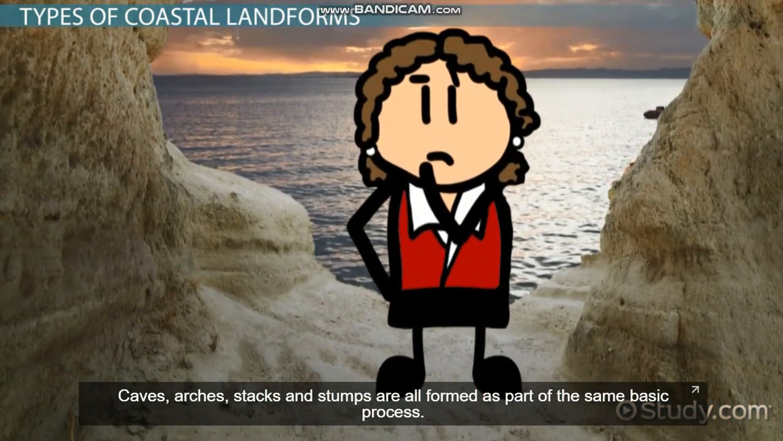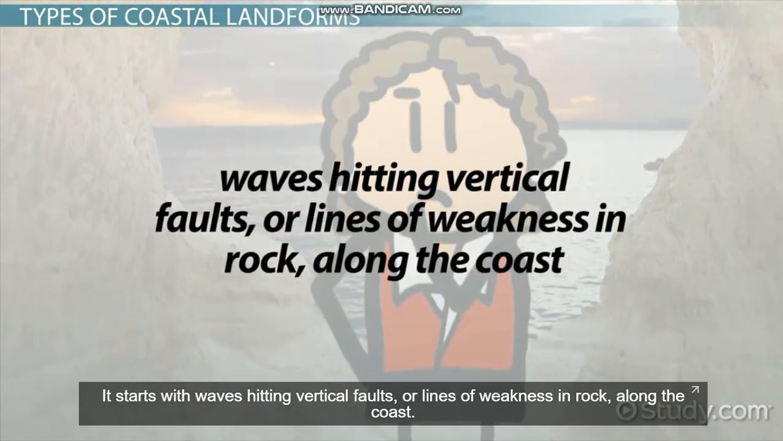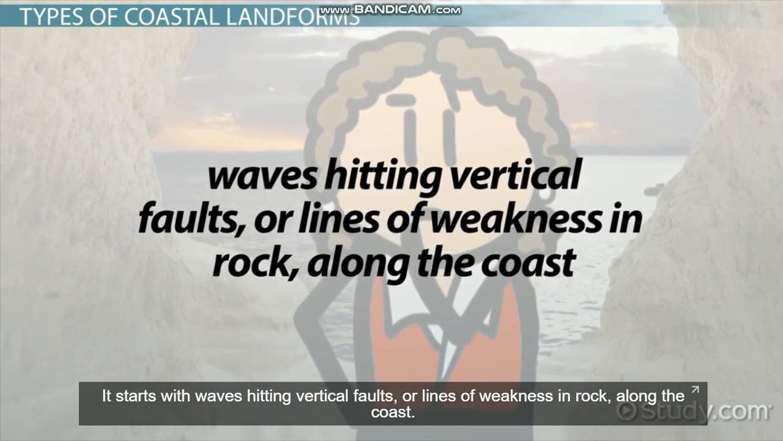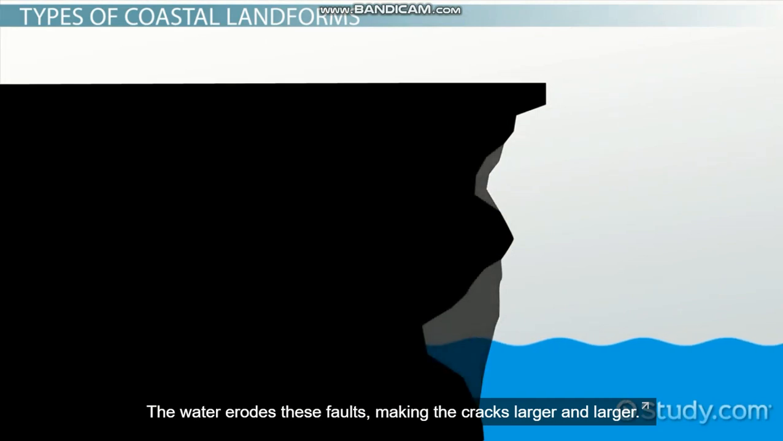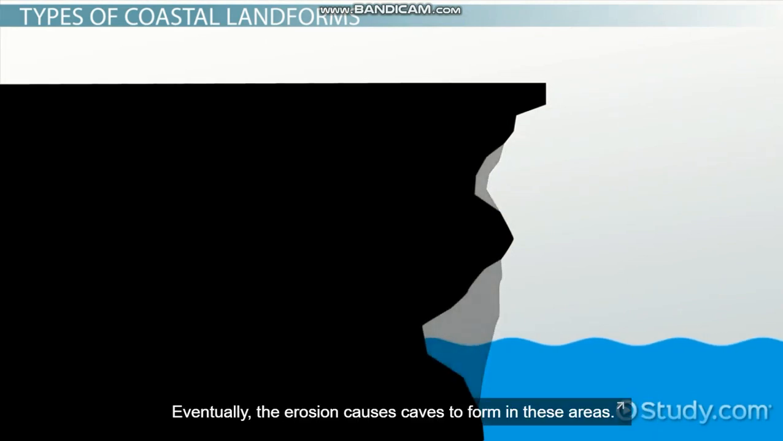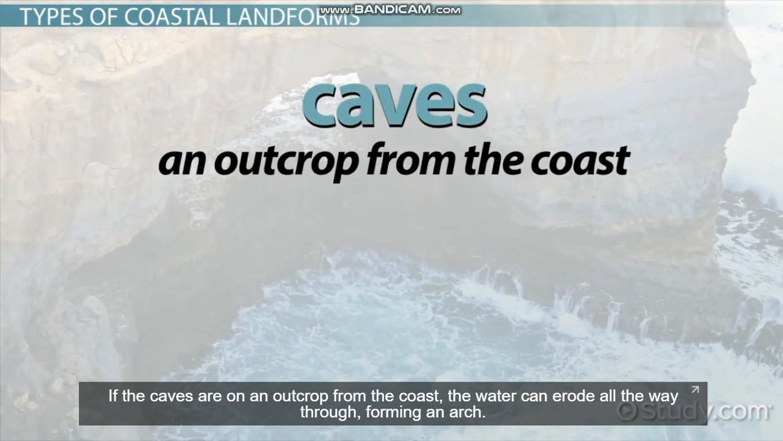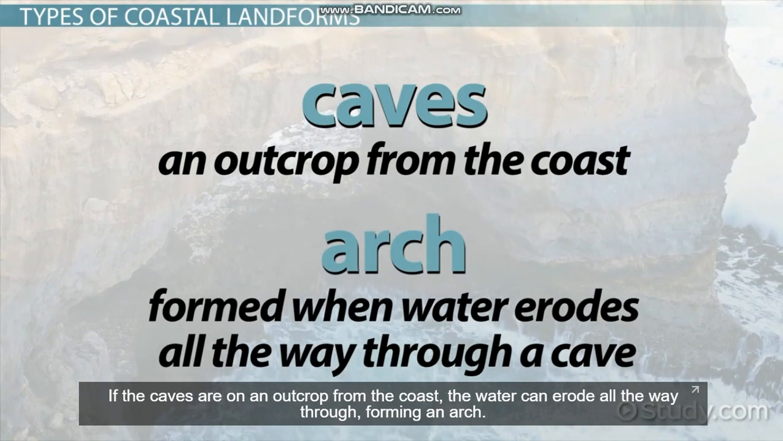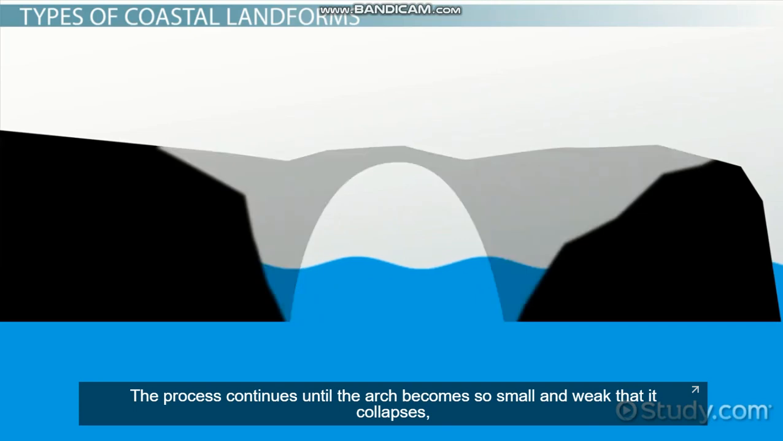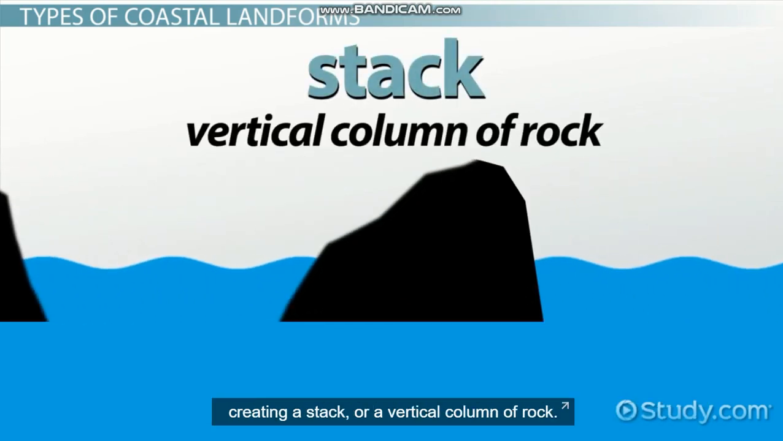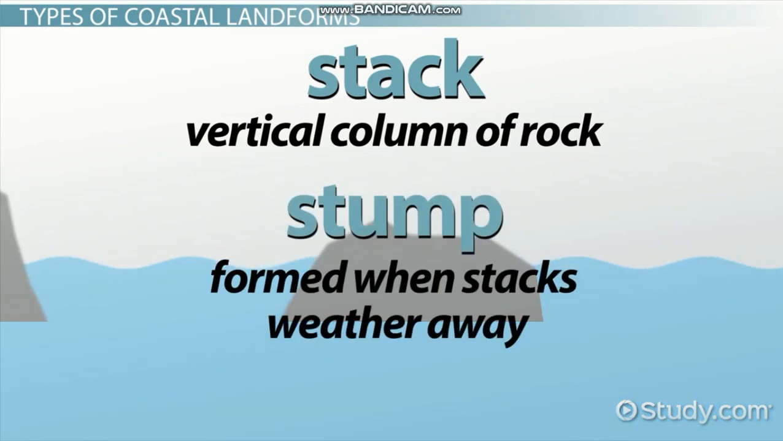Caves, arches, stacks, and stumps are all formed as part of the same basic process. It starts with waves hitting vertical faults or lines of weakness in rock along the coast. The water erodes these faults, making the cracks larger and larger. Eventually, the erosion causes caves to form in these areas. If the caves are on an outcrop from the coast, the water can erode all the way through, forming an arch. The process continues until the arch becomes so small and weak that it collapses, creating a stack, or vertical column of rock. Finally, these stacks can weather away, leaving a stump.